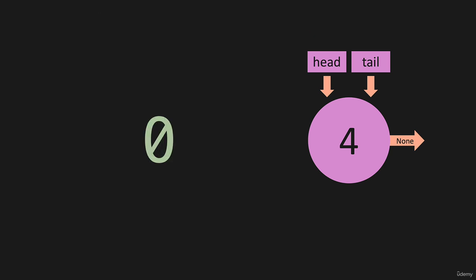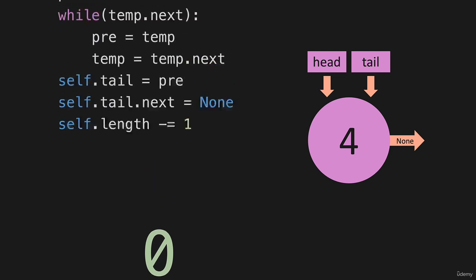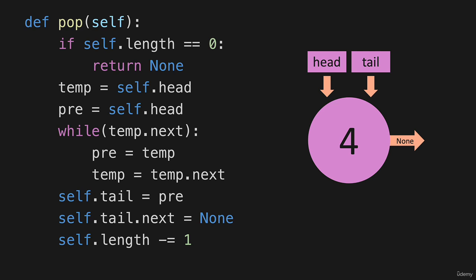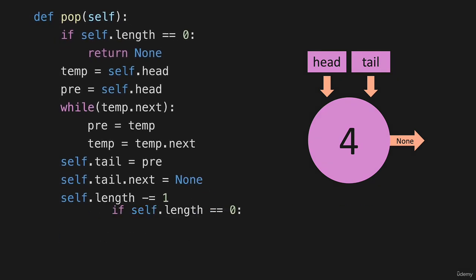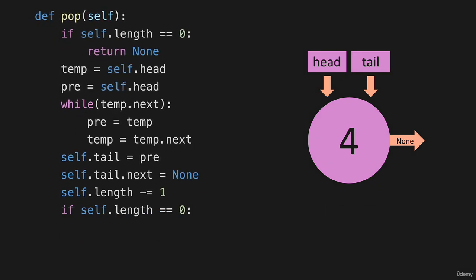So we ran through all of these lines of code. We decremented the length to 0, but the problem is head and tail are still pointing at that node. So we have to correct that. So let's bring the code back here, and then we'll have to add a few lines of code. We'll say if the length is 0.